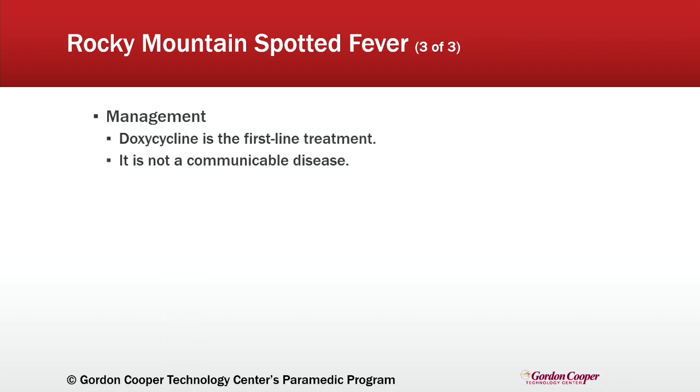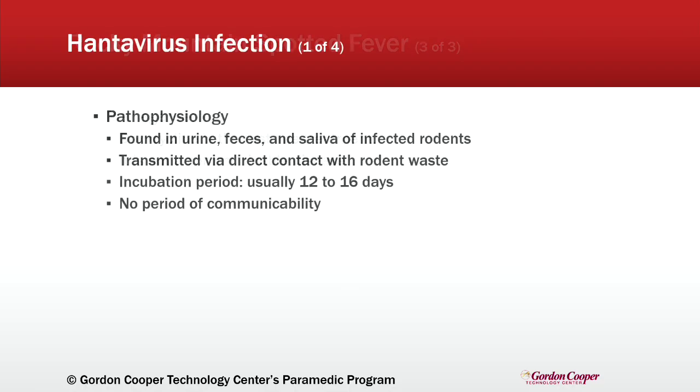The first line of treatment for these patients is actually going to be doxycycline. It's an antibiotic that's used to treat Rocky Mountain spotted fever. It's most effective when started within the first 5 days after the symptoms begin. And it's important to note that Rocky Mountain spotted fever is not contagious. It's a bacteria, but it's not an infectious or a contagious bacteria, meaning you can't catch it from somebody else. You're almost going to have to get bit by the tick in order to get it.